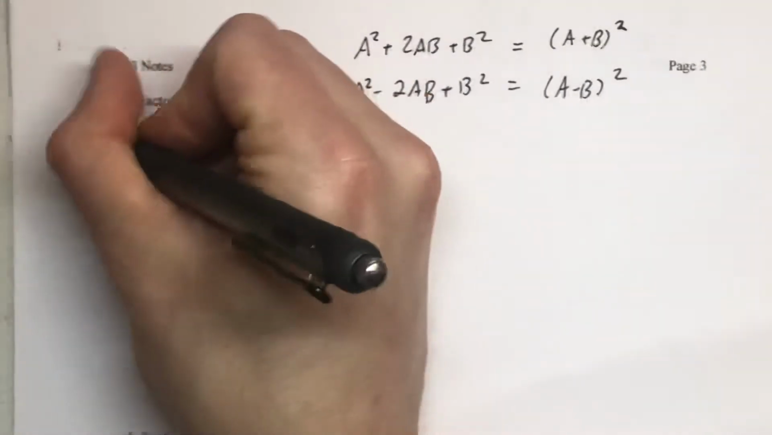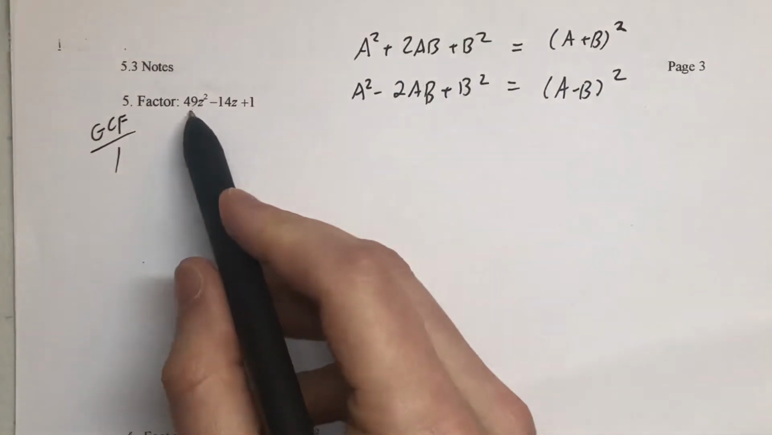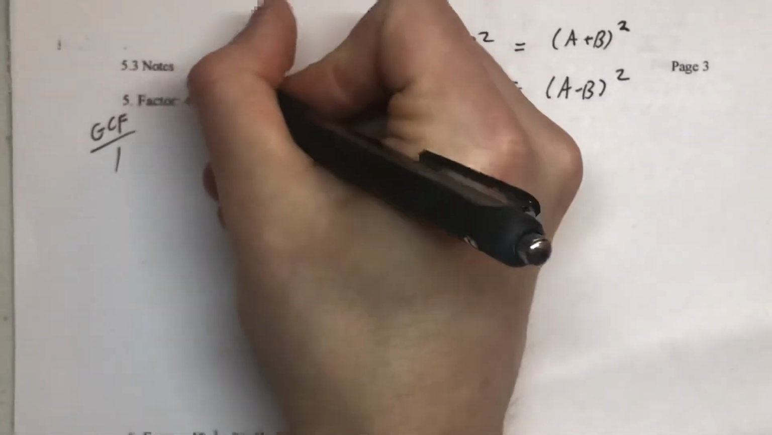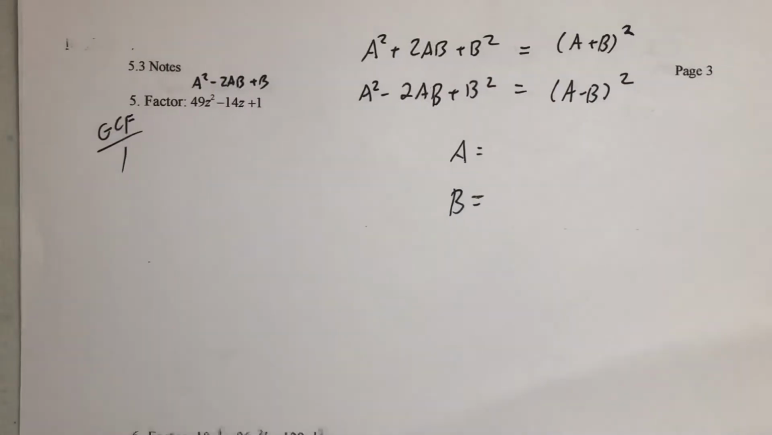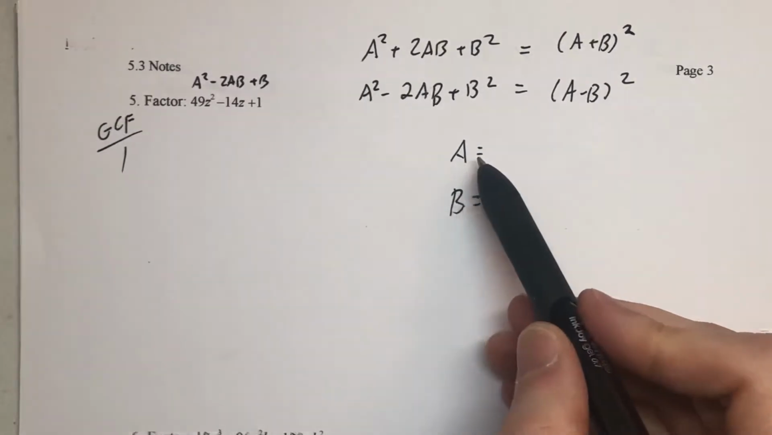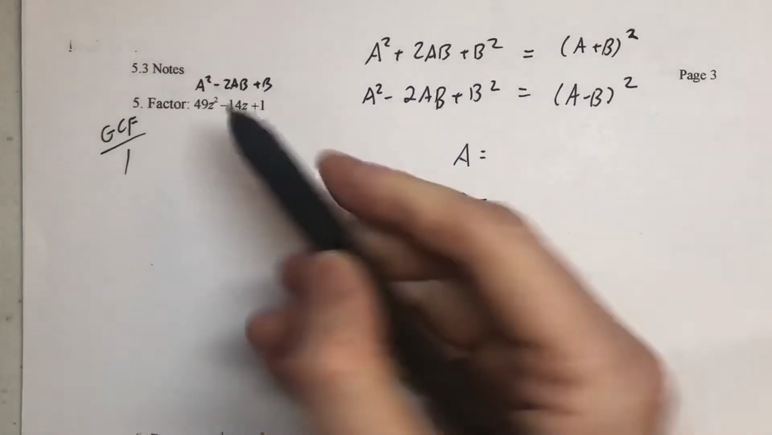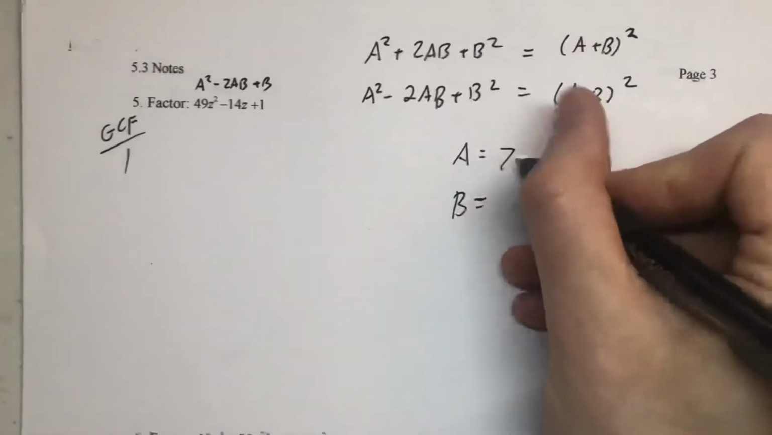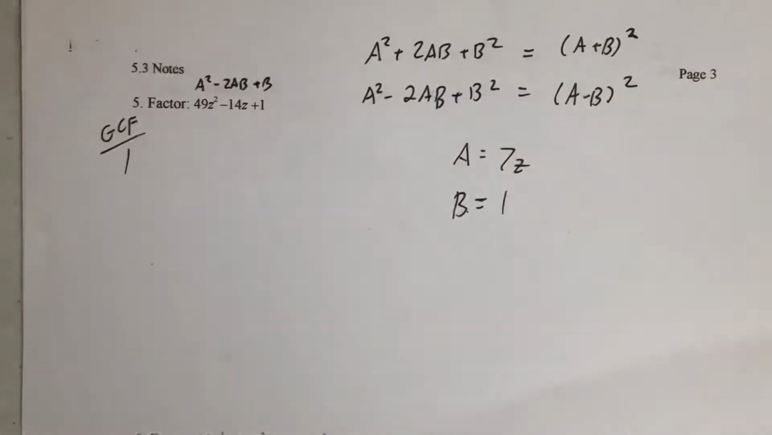So we'll start with our first step, GCF, and the GCF is a 1, so that doesn't help. Now we're looking at this form, and since there's a minus sign, we're looking for this one. We're asking, does this fit the pattern of a squared minus 2ab plus b squared? Similar to our difference of squares, we'll come off to the side here and ask that question. What would a be if a squared gives us 49z squared? Meaning if I square a and get 49, it's got to be a 7. And to square a and get z squared, I need to have a z. For b, the question of what would you square to get a 1 is just 1.